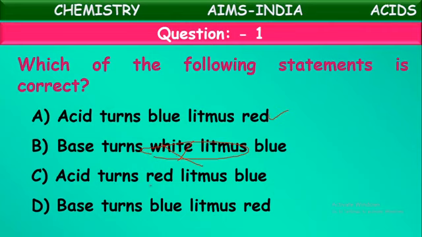Acid turns red litmus blue. No, it is wrong. It turns red litmus blue only for bases. Base turns blue litmus red. Yes. Bases turn blue litmus red. It is also correct. Sorry, bases turn red litmus blue. It is also wrong. Now only one is correct. That is acids turn blue litmus red. That is the only correct answer here. A is correct. Let's go to next question.